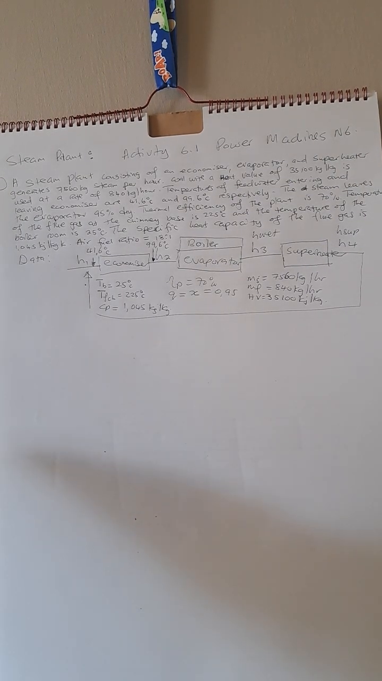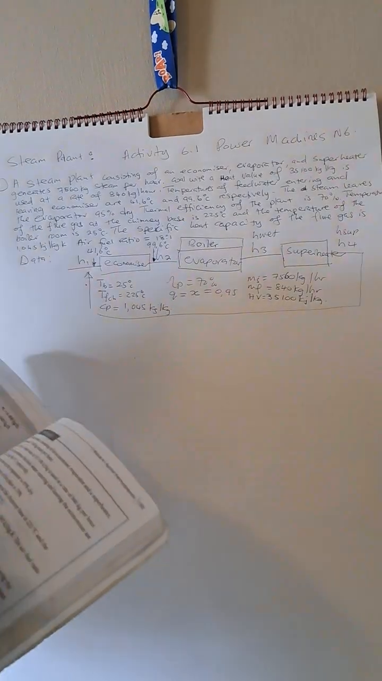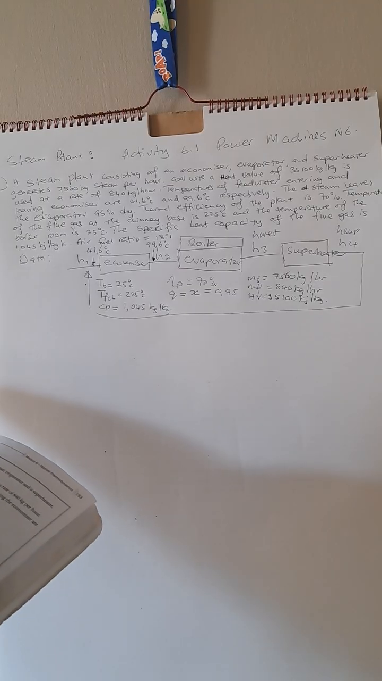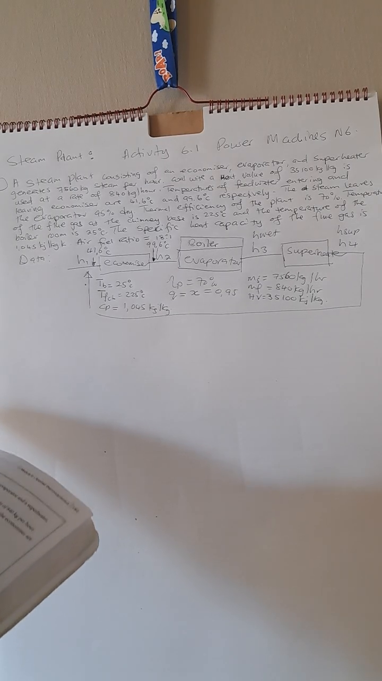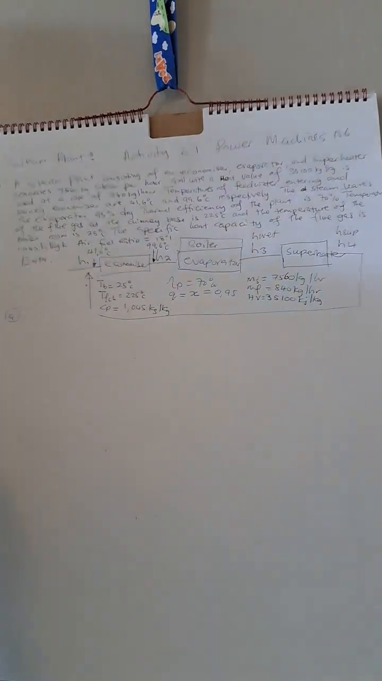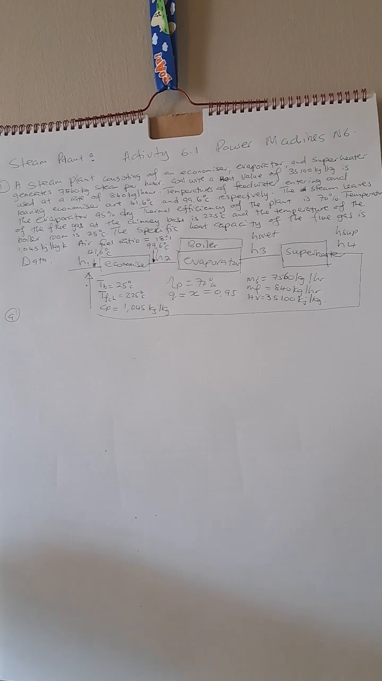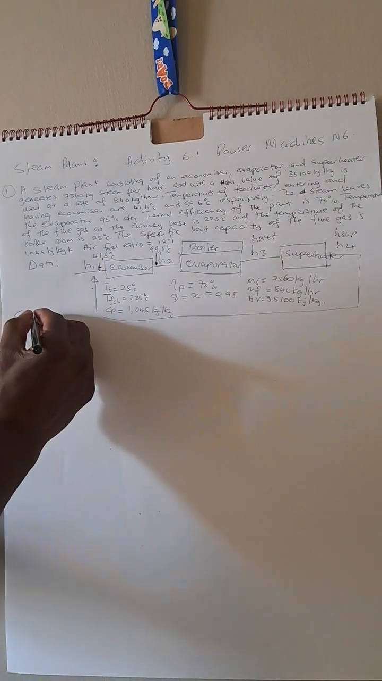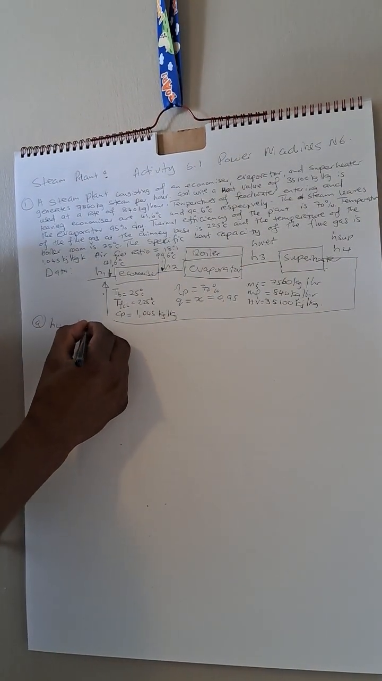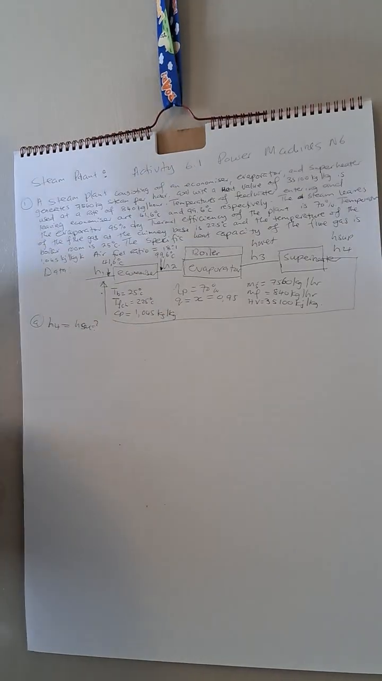So the first question says, calculate the specific enthalpy of superheated steam leaving the plant. Then determine the pressure and the temperature of this steam from the steam tables only. So that's our A. On our A, we are supposed to determine our H4, the specific enthalpy of the superheated steam. That's our H4 or our HSU. That's what we are supposed to look for.